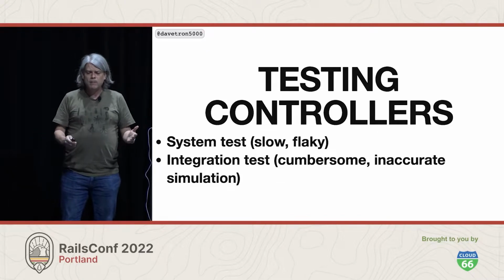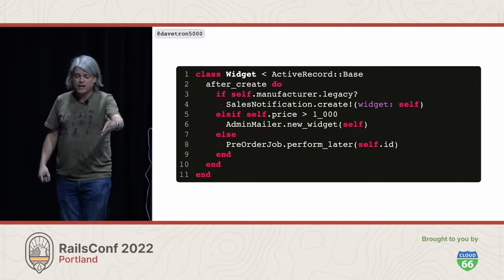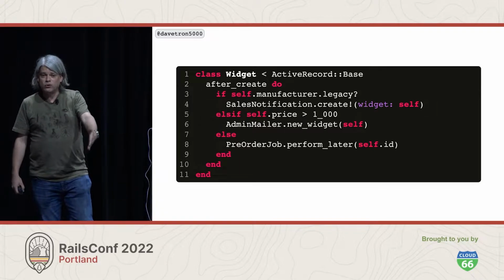So maybe we should move it somewhere where it's easier to test. Another option: we have this widget ActiveRecord. What if we put it in the after create callback?